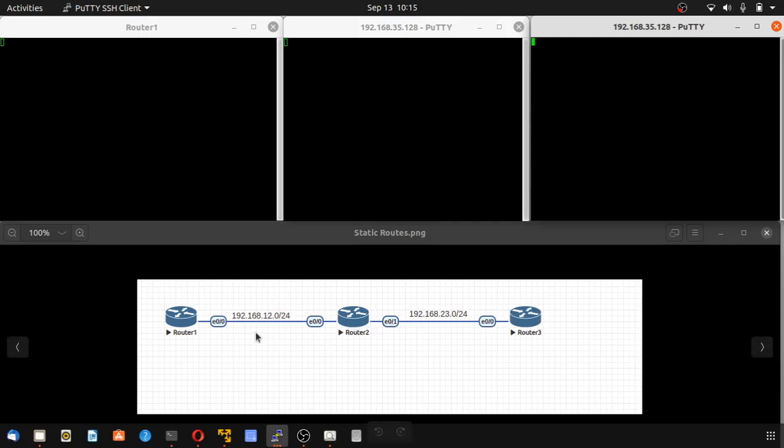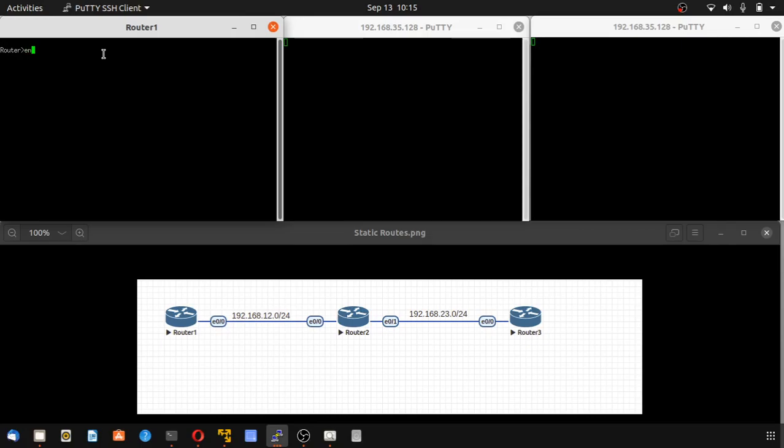We have two subnets: between R1 and R2 we have 192.168.12.0, and between R2 and R3 we have 192.168.23.0. Okay, so we will start from scratch. These are my routers' consoles. These are all blank, with no configuration.